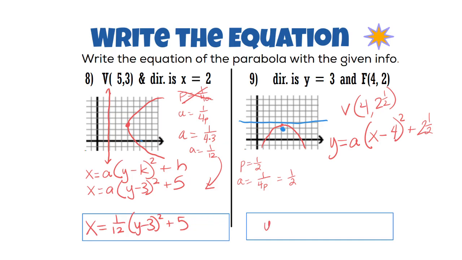Okay, so I think I've got my equation. It's going to be y equals, the a value is 1/2, and I've got my (x minus 4) squared plus 2.5. Whoops, no, 2.5.